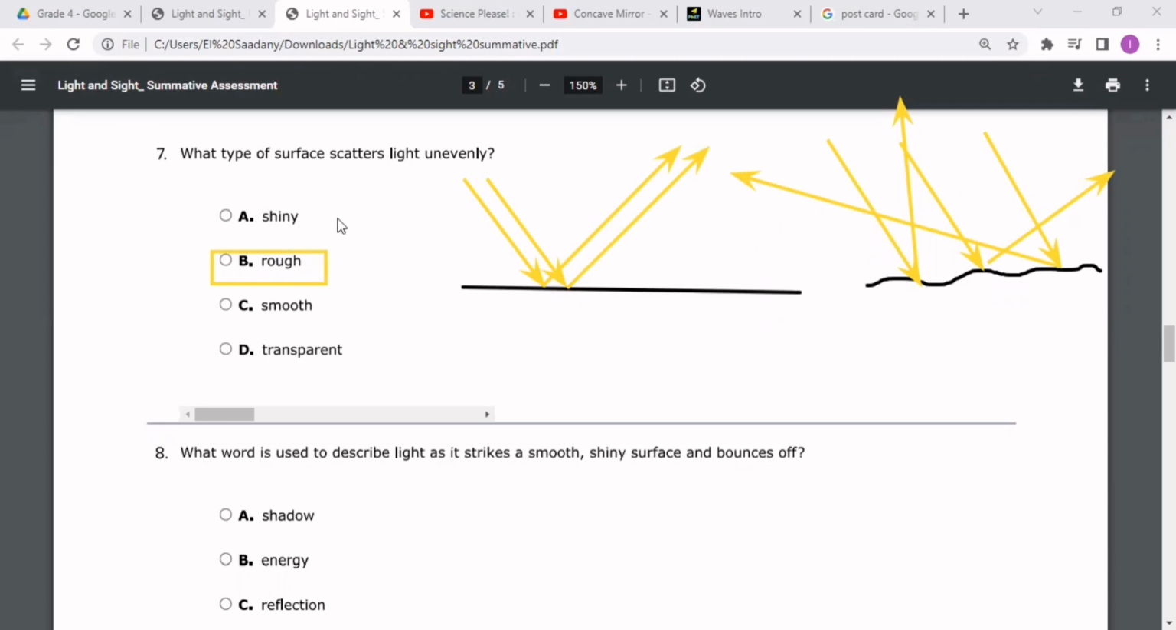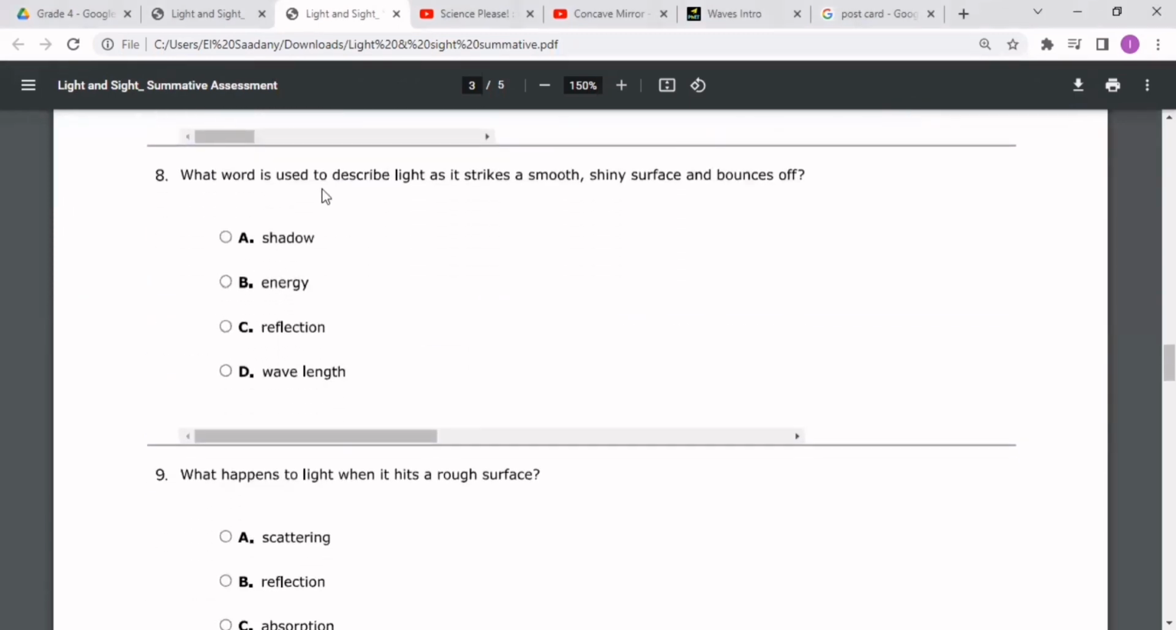The second question here, number 8. What word is used to describe the light as it strikes a smooth, shiny surface and bounces off? When the light strikes a smooth, shiny surface and then bounces off it, what is it called? Shadow, energy, reflection, or wavelength? So actually, yes, it's reflection.